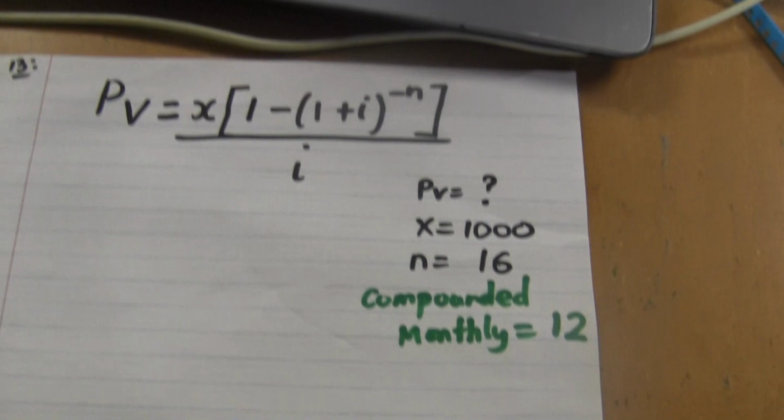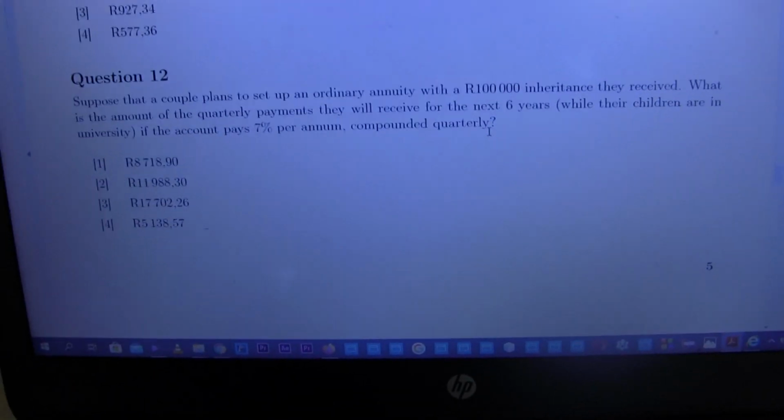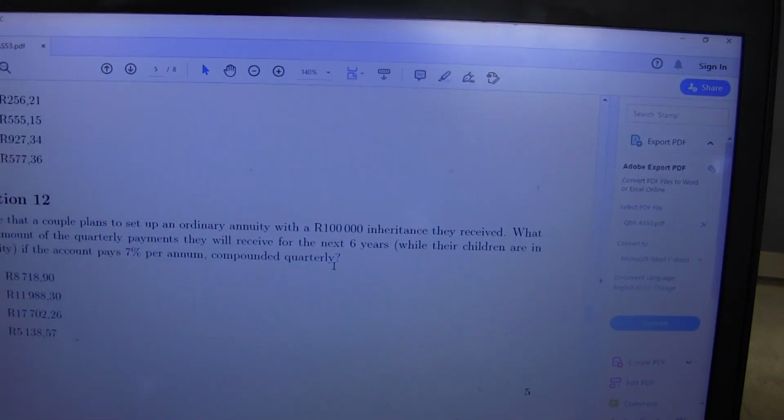So now we go to question number 13. They say, number 13, my apologies, 12 is done.